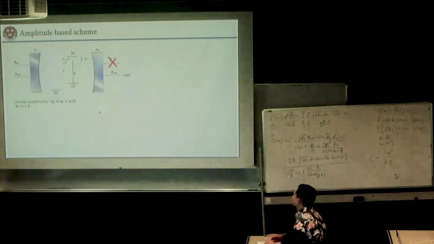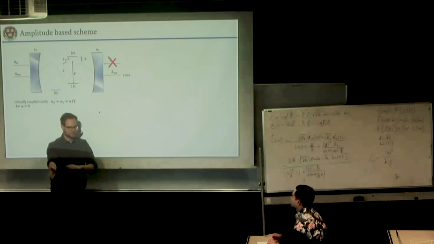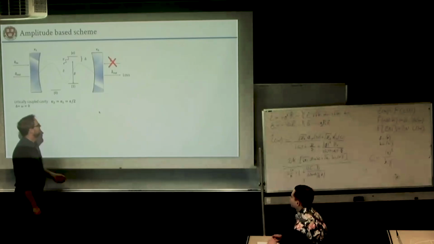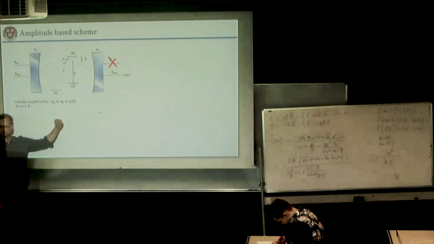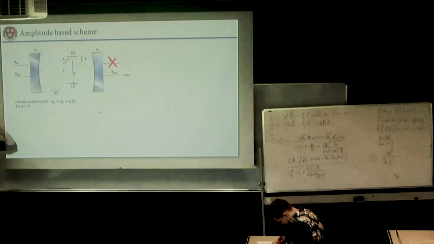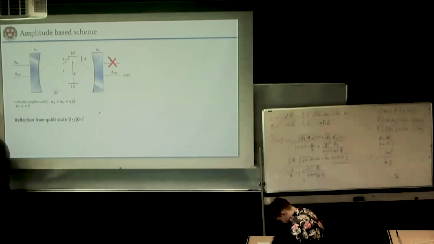Let's make it simple for ourselves. Let's assume it's a balanced, critically coupled cavity. If nothing is coming in, and the output is just my loss field that I'm not monitoring, this is basically a critically coupled cavity. So kappa 1 equals kappa 2 equals kappa over 2. Let's assume we're on resonance, delta omega equals 0. Then what is the reflection if I'm in qubit state 1? What is the reflection if I'm in qubit state 0? How does that look?